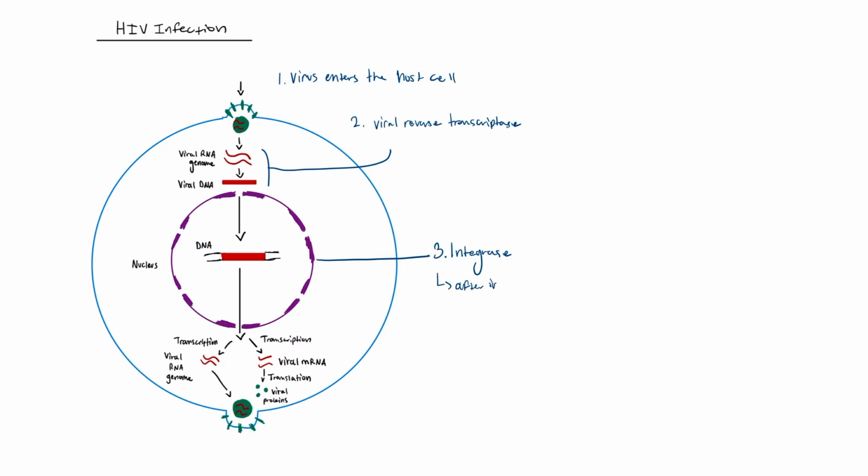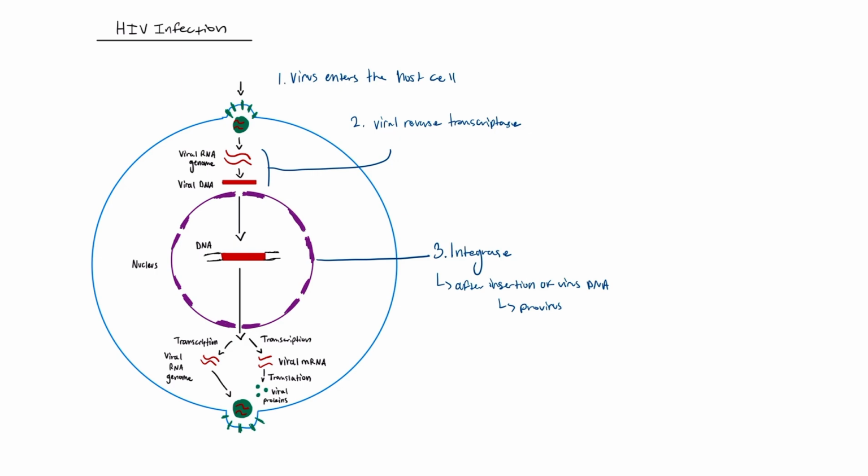So after insertion of viral DNA, we call that the provirus, right? So at this point in time, the provirus is dormant. So it means it's being replicated and passed on as the cell divides. But in this state, when it's dormant, the virus is essentially hidden from your immune system.